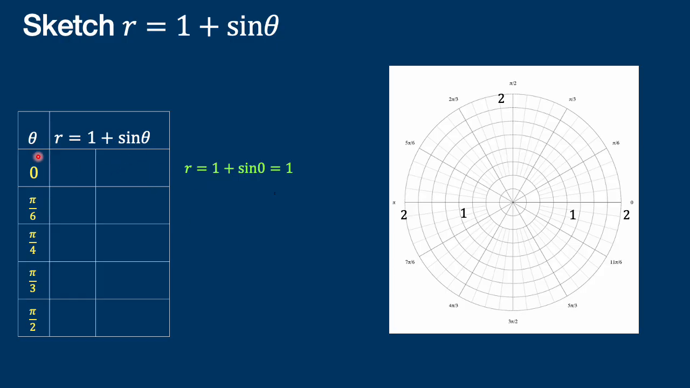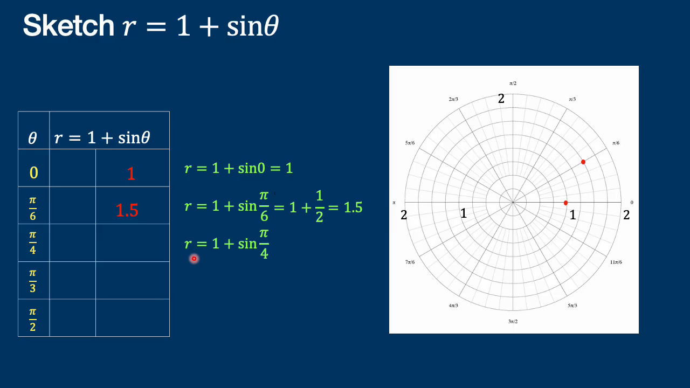When theta is 0, r is 1 plus sine 0. Sine 0 is 0, so r is 1. So the angle is 0, r is 1, that's the first plot point. Theta is pi over 6, r is 1 plus sine pi over 6, that's 1.5. Theta is pi over 6 right here, 1.5 around here, guys. So let's plot it.